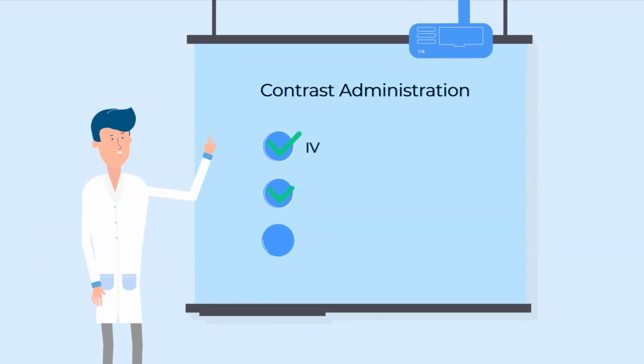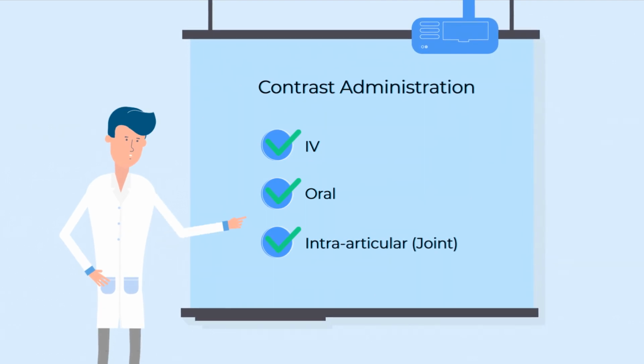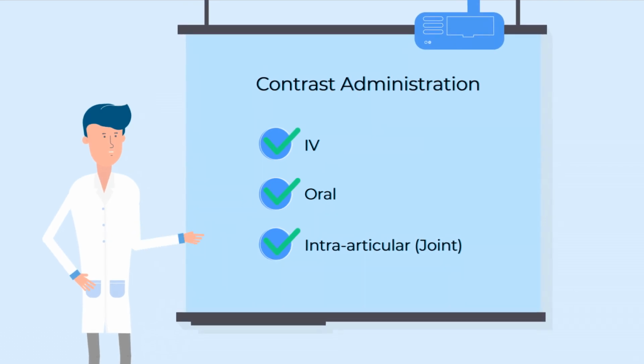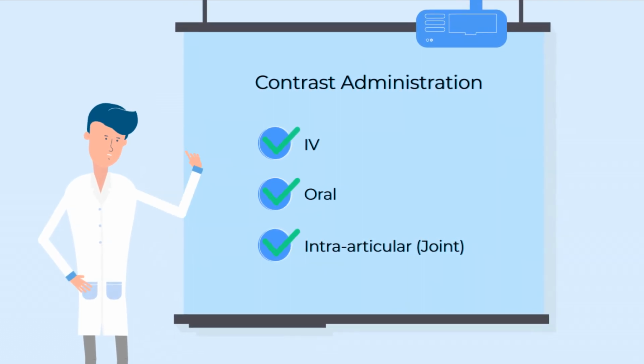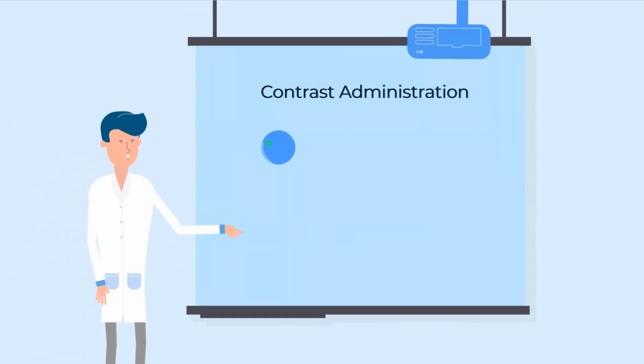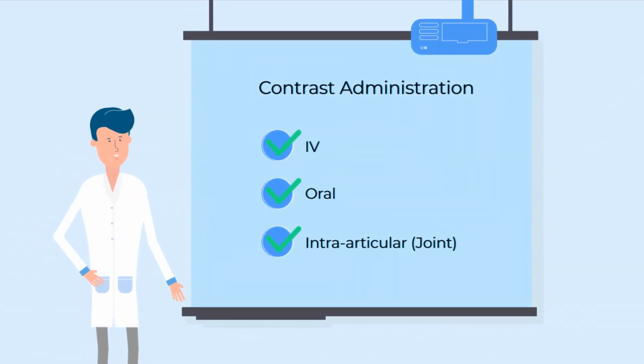Contrast can be given in different ways: injected into a vein (IV), swallowed by mouth, or placed into a body cavity, like during a bladder or joint study. Contrast helps diagnose conditions like tumors, blockages, or blood vessel problems. However, patients must be monitored for possible allergic reactions or kidney issues.